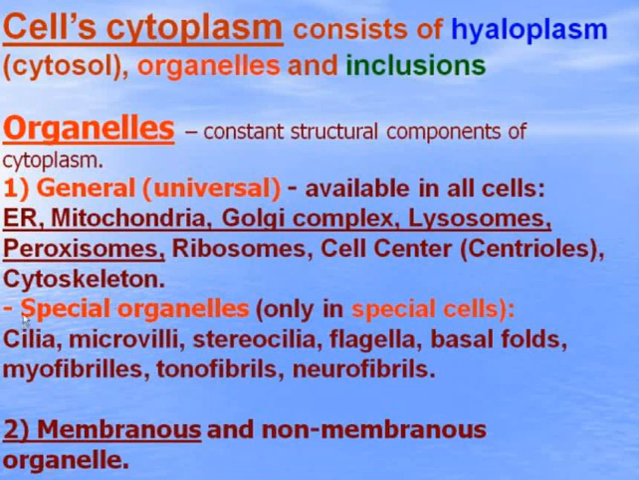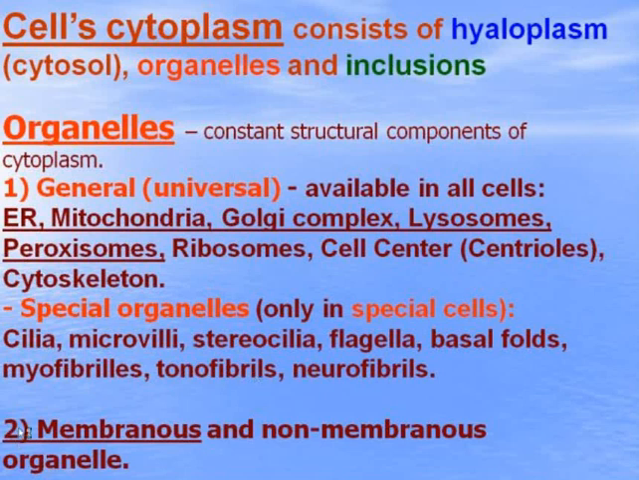And special organelles. They're available only in special cells, like cilia and microvilli in some epithelial cells, stereocilia, flagella in spermatozoa, basal folds in cells of renal tubules, for example, myofibrils in muscle cells, tonofibrils in epithelial cells.